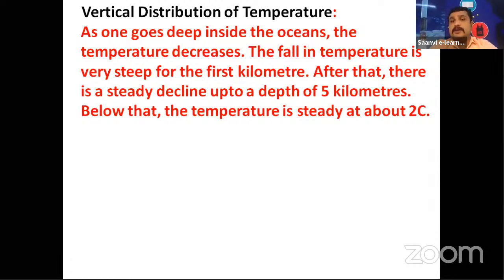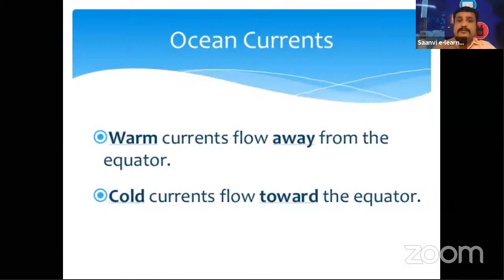Because that particular region won't receive solar radiation. That is also one of the factors which affect the temperature. After that, there is a steady decline up to the depth of 5 kilometers. Below that, the temperature is steady at about how many degrees Celsius? 2 degrees Celsius. Okay, so fine. Next is ocean current.